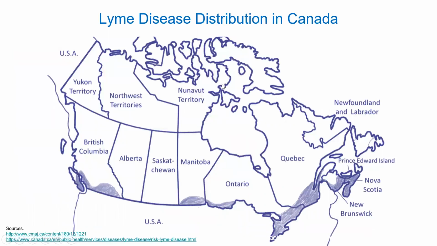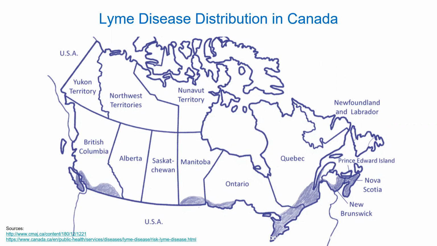So I couldn't find a good map, so I made one. This is where you're going to find Lyme disease being spread in most places in Canada, right? So the hot spots are the Ottawa area, certain parts of Nova Scotia. Those are the real hot spots. Kind of right into here. These are the hot spots.